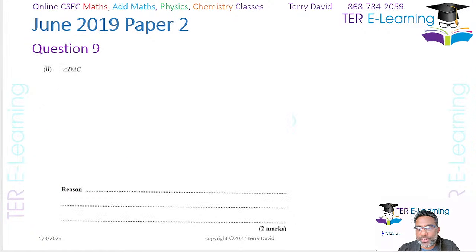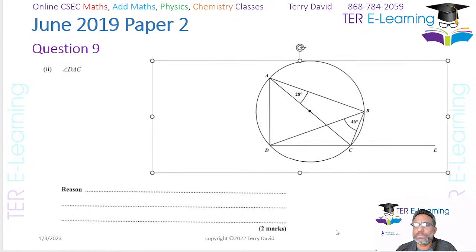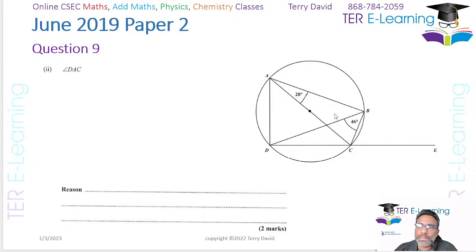What else do you want me to work out now? DAC. Right, so we know here is 44. And they want DAC, so now they want this angle here. That angle is pretty straightforward because DC is a chord. If this angle here is 46, it means that this angle here also has to be 46. So DAC is 46 degrees.